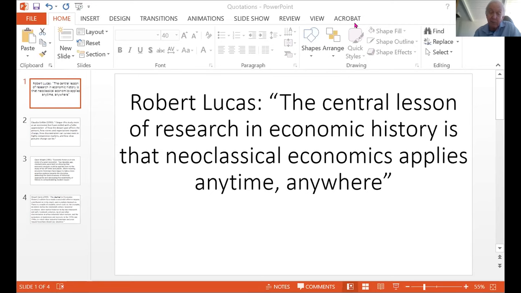A strong reaction to this state of affairs occurred during the 1980s. One landmark was the session at the 1984 American Economic Association meetings, organized by Bill Parker, resulting in a slim volume called Economic History and the Modern Economist. Contributors made the case that economic history should be understood as a distinct approach to the study of economic life, not merely applied economics with old data.